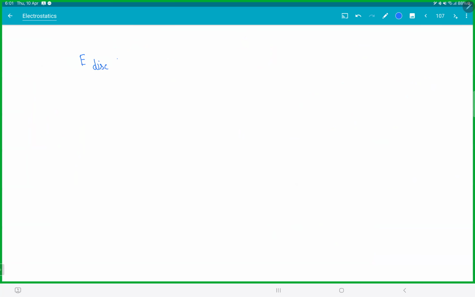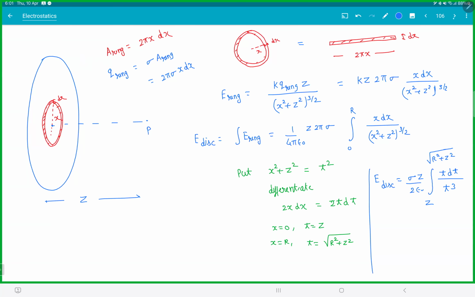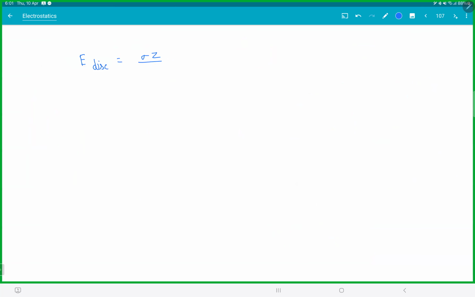I'll just write it down again. So E of the disk will be sigma z by 2 epsilon integral. This guy will become dt by t square. Limits will go from z to root over r square plus z square. That is minus 1 by t, the integration. Sigma z by 2 epsilon, minus 1 by t, limits z to root over r square plus z square.